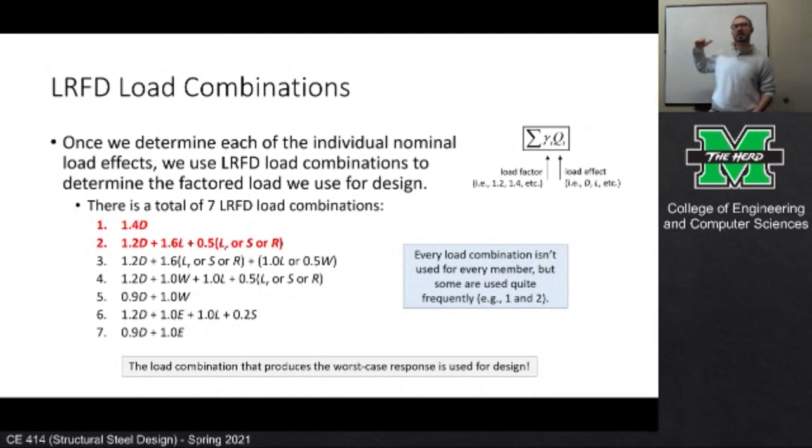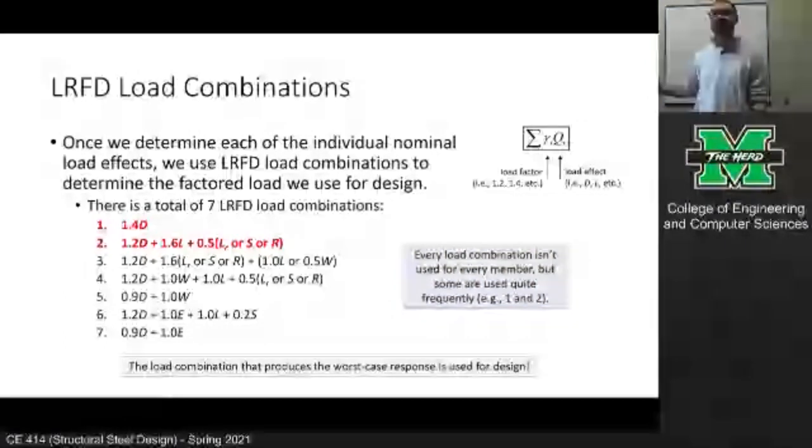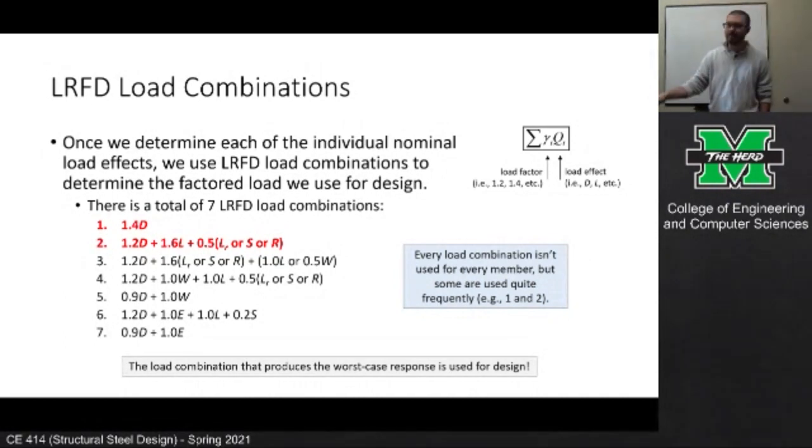What we would do is cycle through these 7 load combinations. We would say load combination number 1, what's the answer? Load combination number 2, what's the answer? Load combination number 3, what's the answer? And so on and so forth. Cycle through each one of these, and whichever one yields the worst case response, that's the one that we're going to use.